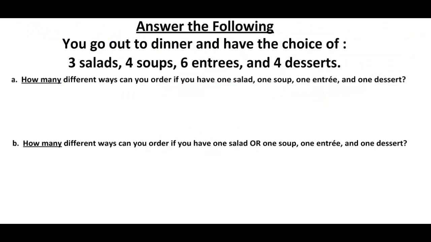In our first example, it says you go out to dinner and have the choice of 3 salads, 4 soups, 6 entrees, and 4 desserts. A asks, how many different ways can you order if you have 1 salad, 1 soup, 1 entree, and 1 dessert? Well, that's 4 separate events. So I'm going to have 4 things multiplied together instead of 2. The first one's going to be salads, and there are 3 options for salads, 4 for soup, 6 for my entrees, and 4 for desserts. So if I multiply those 4 numbers together, I'm going to get 288.